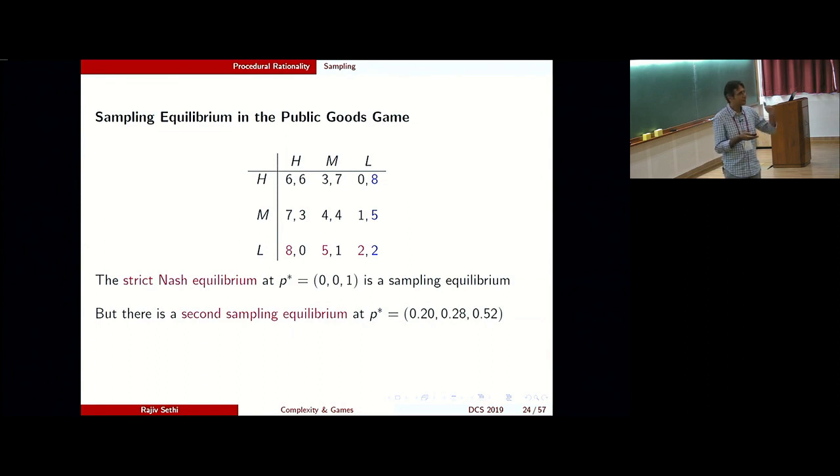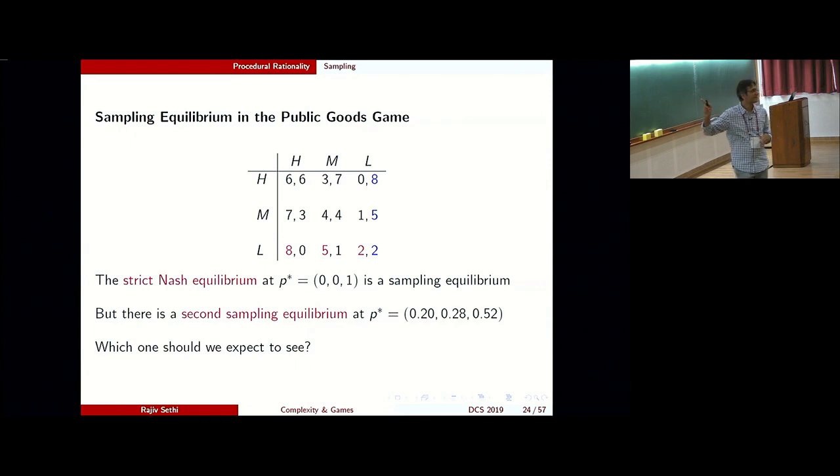And I was convinced that if you write down these dynamics and you look at stability, the only stable sampling equilibrium would be the strict Nash equilibrium. And the intuition for that was coming from evolutionary game theory, actually. Because in evolutionary game dynamics, replicator dynamics, strict Nash equilibria are always stable. Always stable, and any trajectories that converge to a rest point converge to a Nash equilibrium. All right?